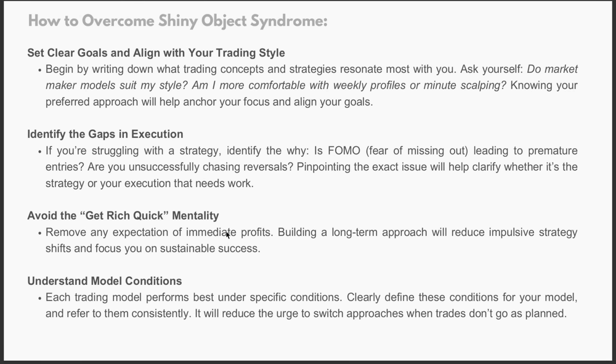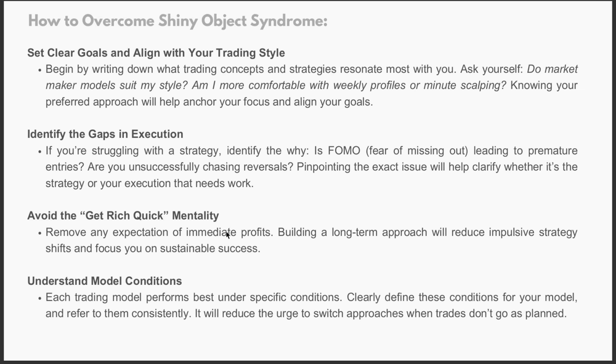So I have written a few rules which can help you overcome the shiny object syndrome. The first one is set clear goals and align with your trading style. This includes writing why am I trading and what trading concept should I trade? Does the market maker model suit my style? Am I comfortable with the weekly profiles? Am I comfortable with the 1 minute charts? Am I comfortable with the fair value gap entries? So you have to ask yourself these questions and you have to select one trading style, and then you will find the mentors that are teaching that and you will align yourself with that.